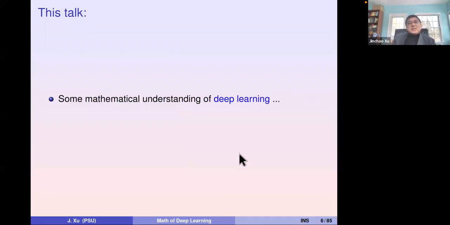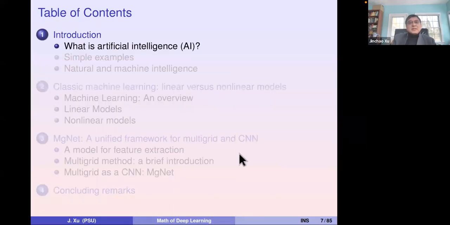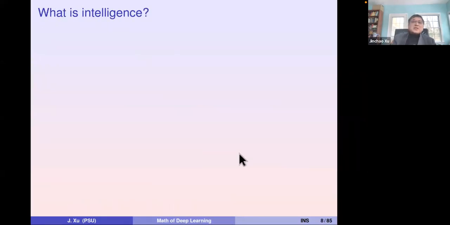I know this is a general audience, so I'm trying to offer some elementary introduction, and hopefully at the end I'll bring up some advanced topics. First of all, let's ask ourselves, what is intelligence? You will probably look it up on Google, and it may say the ability to learn, understand, and make judgments.